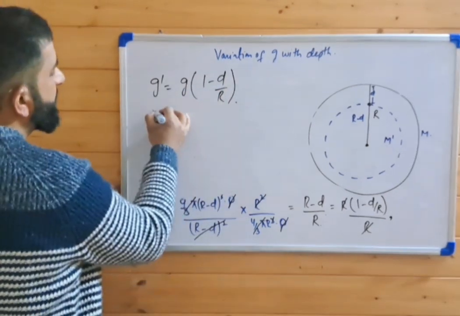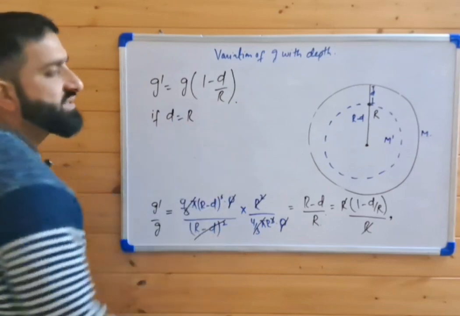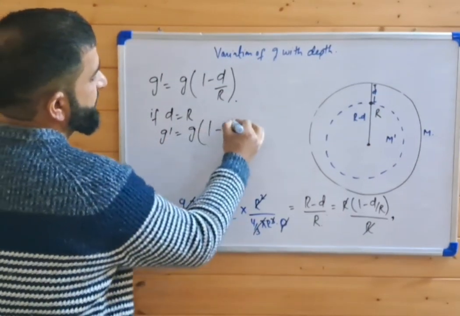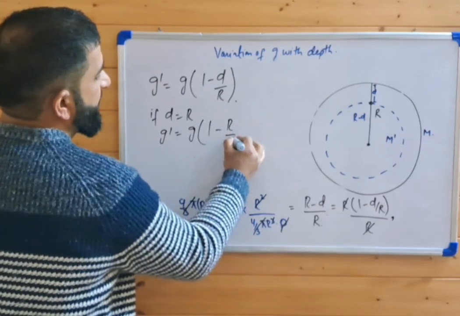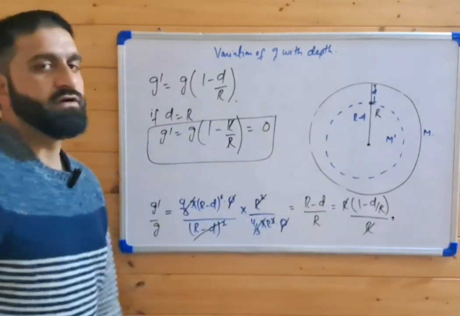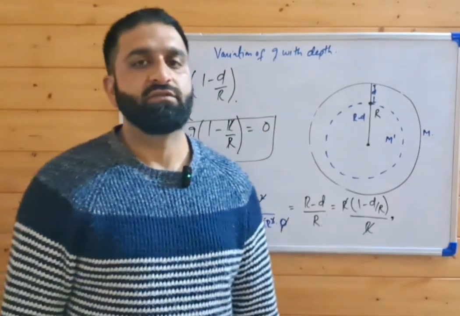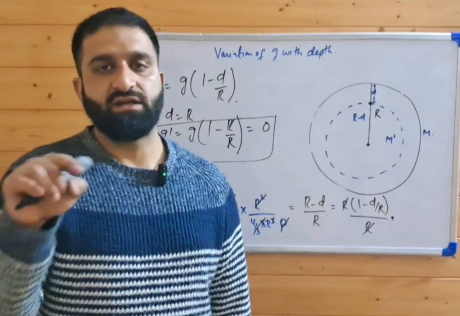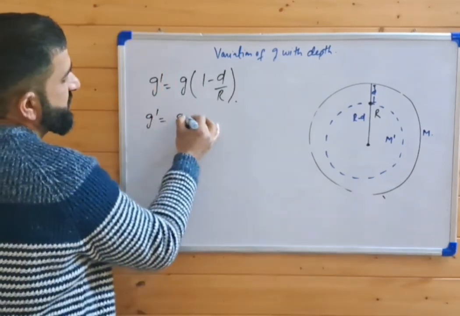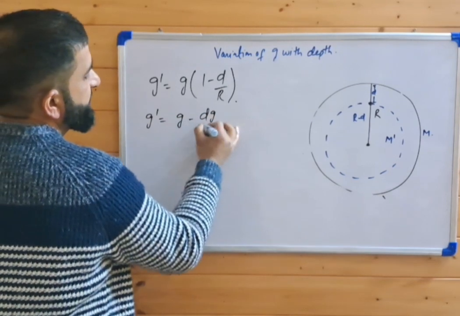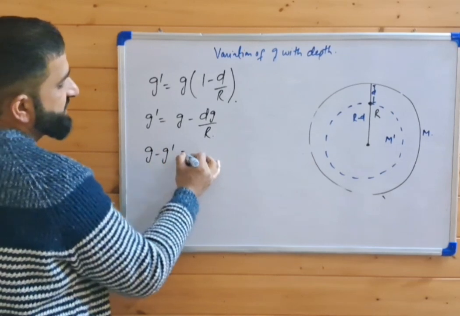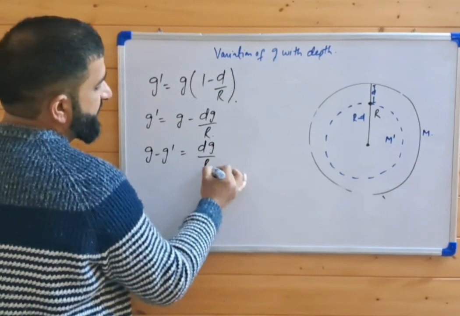So if d is equal to R, that means at the center of the earth, g dash is equal to g into 1 minus R divided by R, that is equal to 0. So at the center of earth, the value of acceleration due to gravity is 0. That is obvious because at the center of earth there should be no mass, so no gravity. So g dash is equal to g minus dg divided by R. So decrease in value of g is g minus g dash, that is equal to dg divided by R.